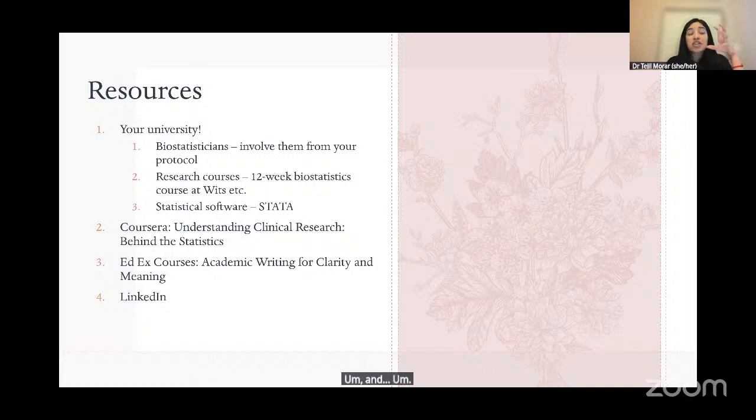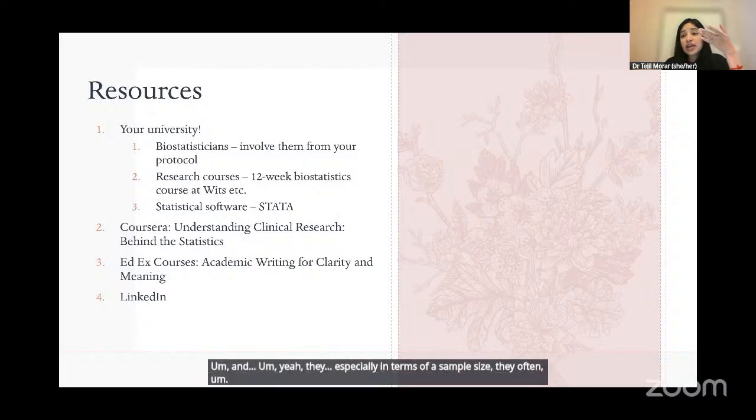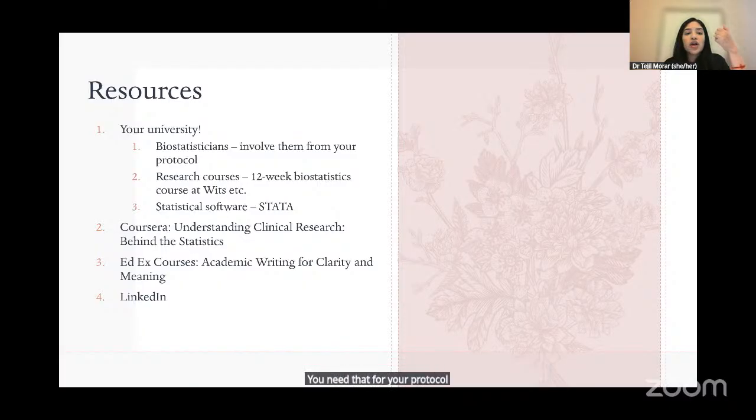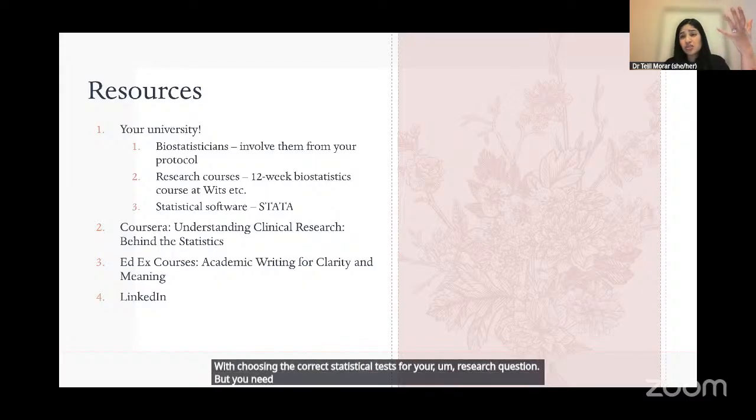Yeah, especially in terms of sample size, you often need that for your protocol. So that will be one of the big things. And also the data analysis section of your protocol, you'll need a biostatistician to assist you with choosing the correct statistical tests for your research question. But you need to go with your research question so you know what you need answered.